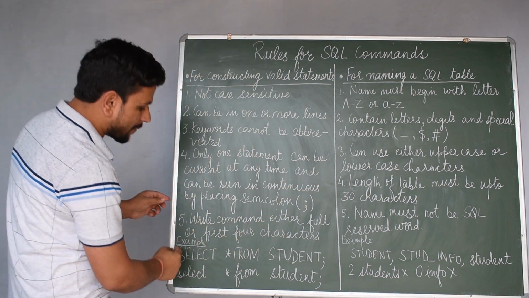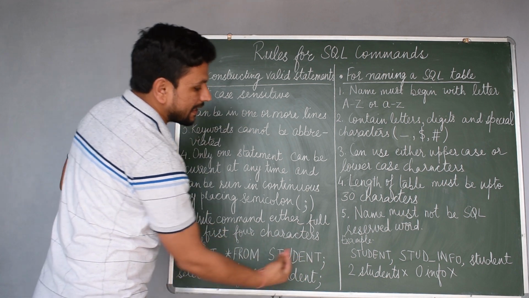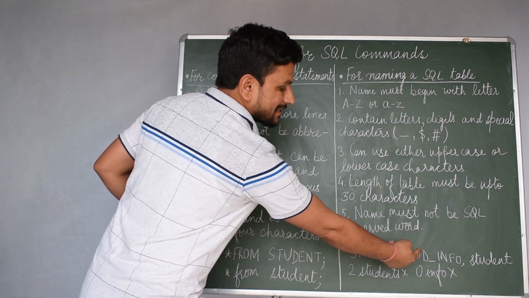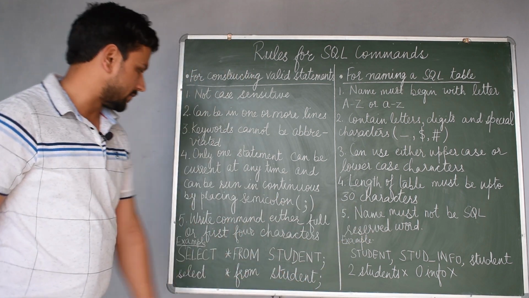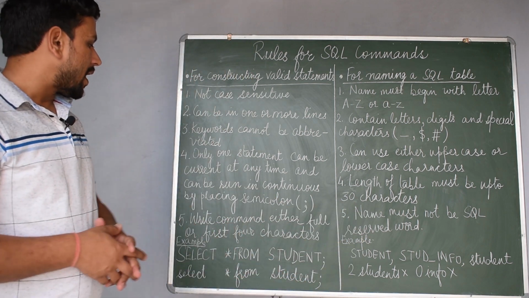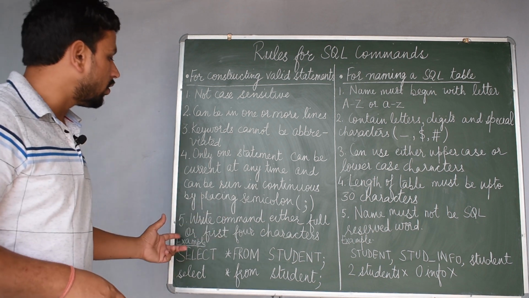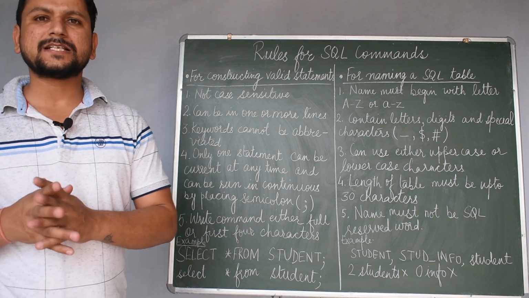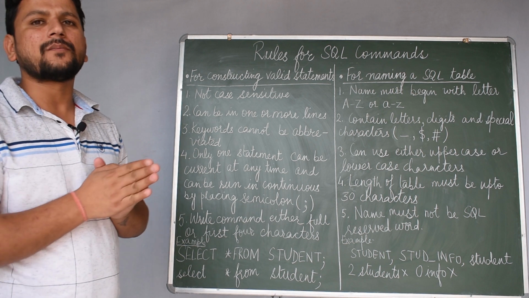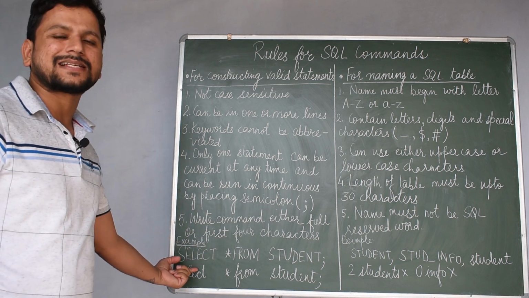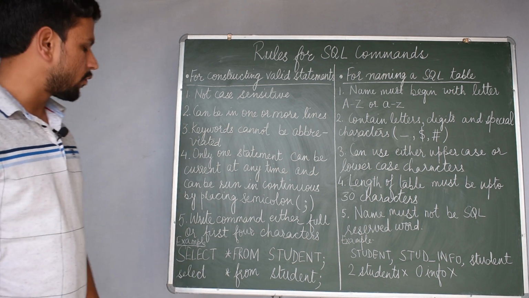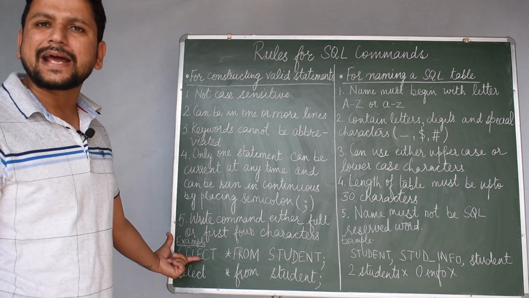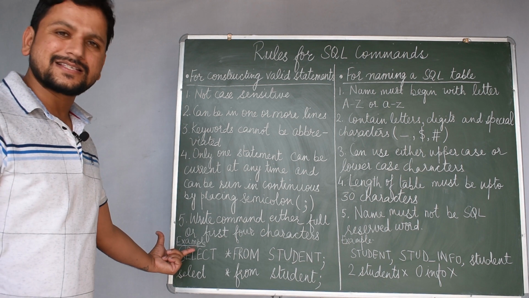Suppose you have written one command, select star from student, then after that you can also write another statement, but after that statement you have to put a semicolon. Fifth one, we have to write the command either in full or with the first 4 characters. Means you can write the complete command, like we have the command select. You can either write the full command, or we can use only the first 4 characters of this command.